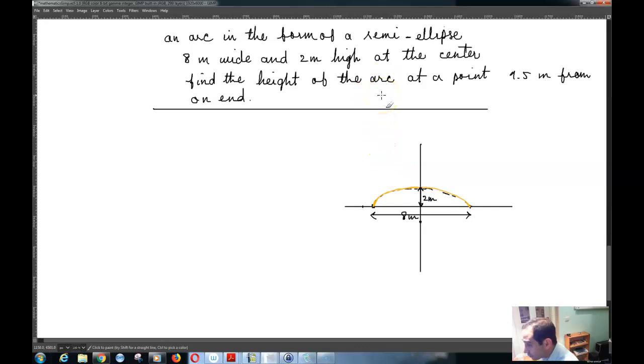You want to find the height of the arc at a point 1.5 meters away from one end. So if we take this as 4 meters, then this would be somewhere around this part over here. If I assume that this is, for example, 1.5 meters, you want to find this height over here. In order to do that, we need to go back to the ellipses and read a couple of things about them, because I have actually forgotten how they exactly were.